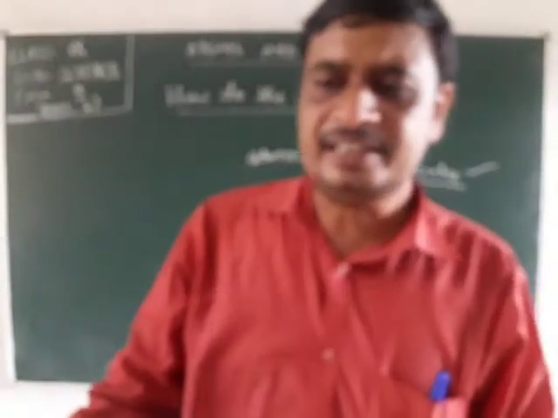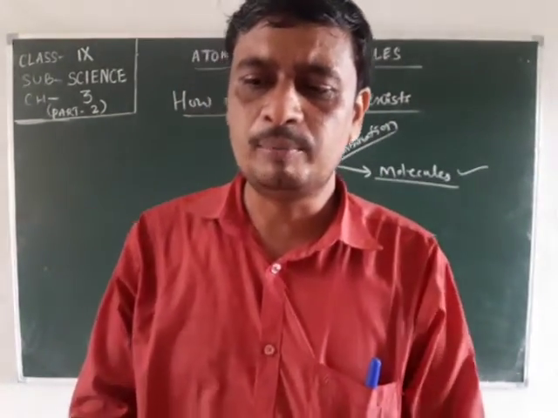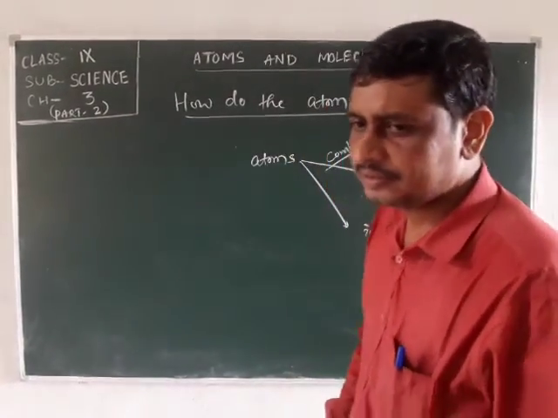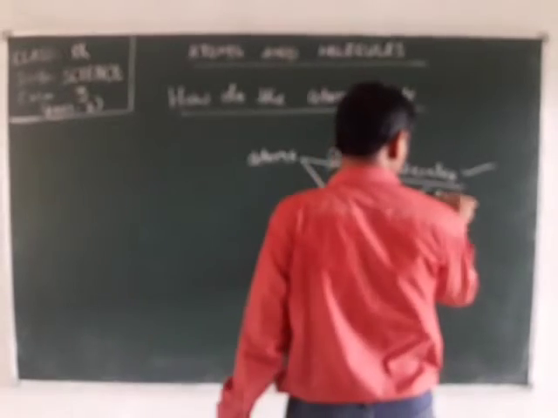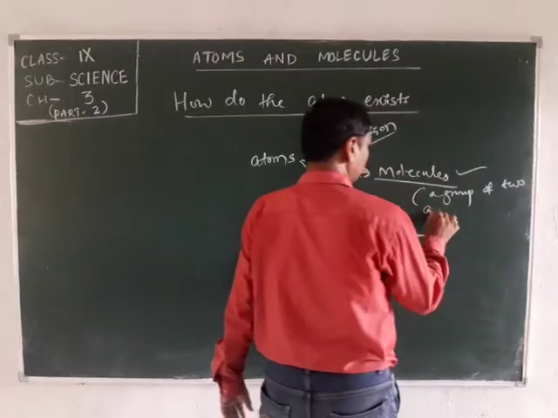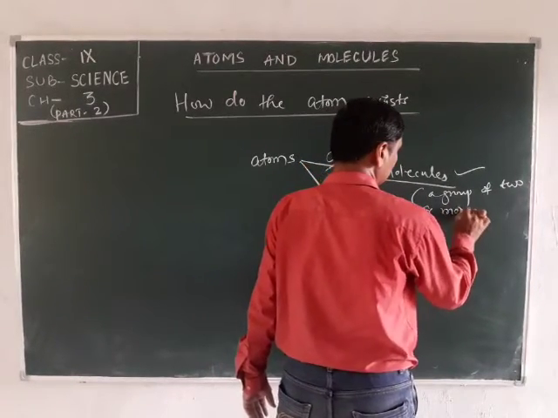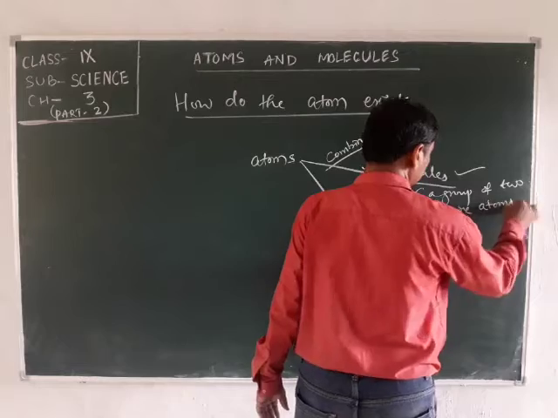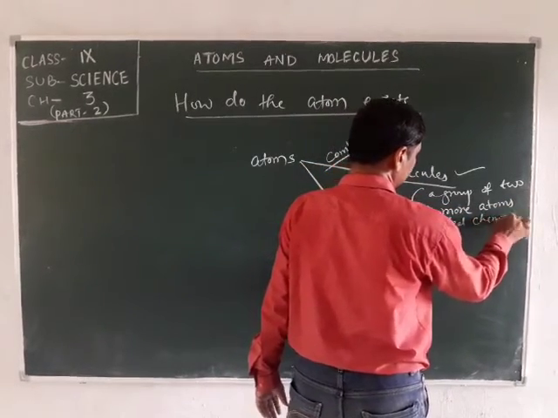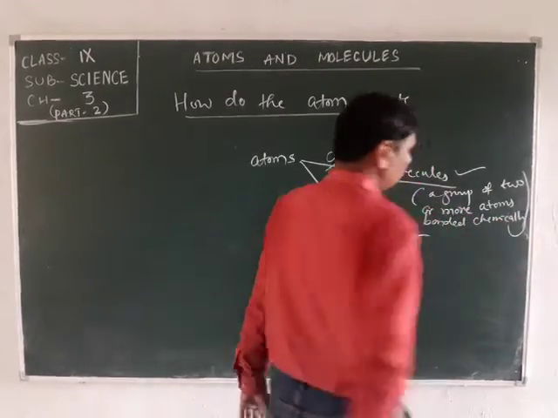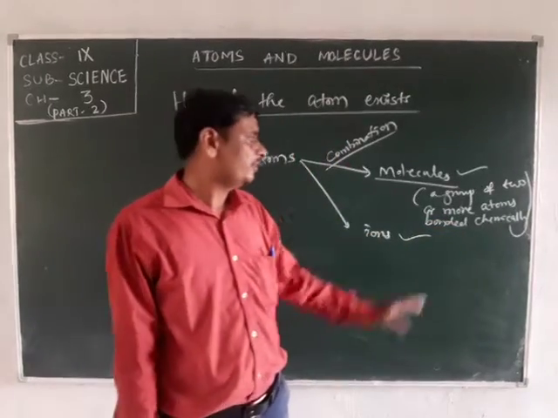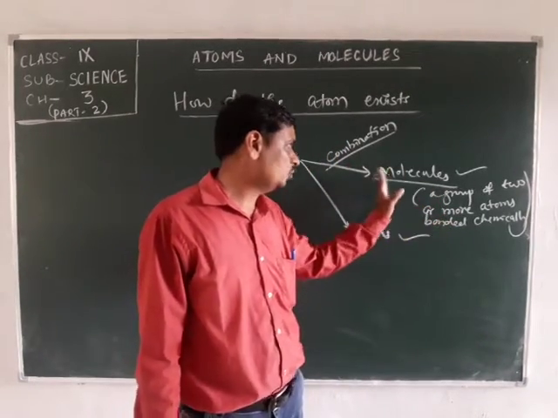A molecule is a group of two or more atoms that are chemically bonded together. When two or more atoms combine chemically, that group of atoms is said to be a molecule.